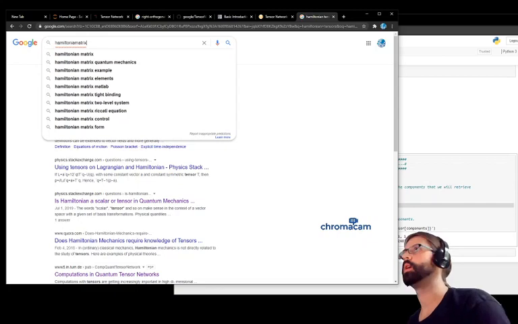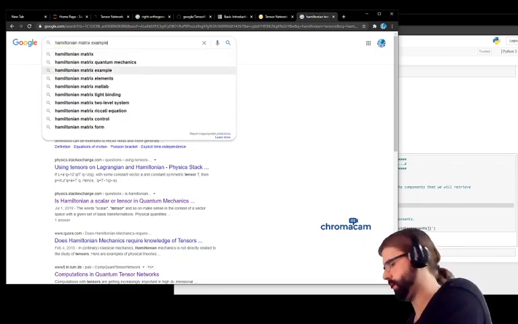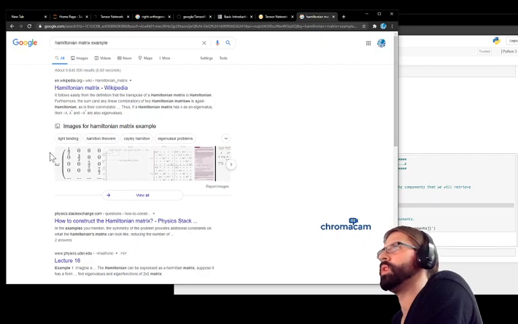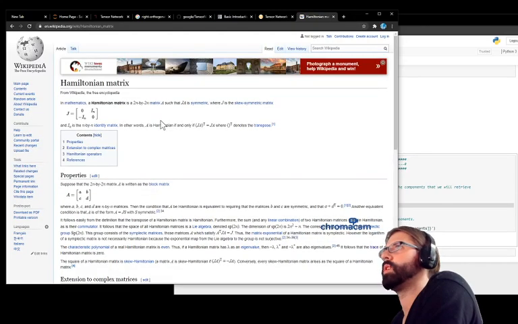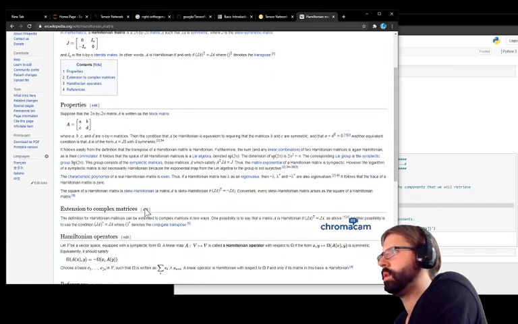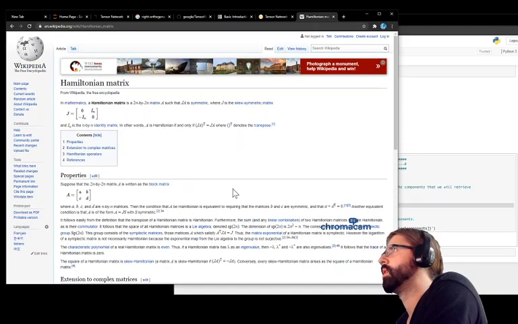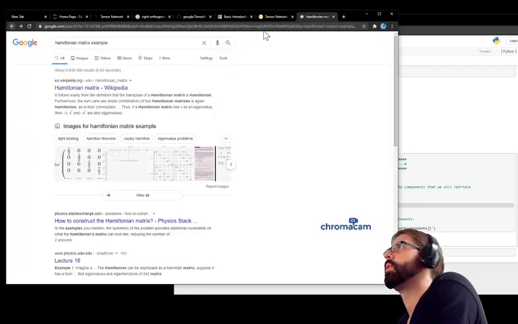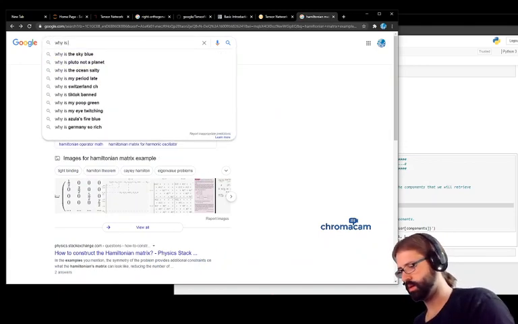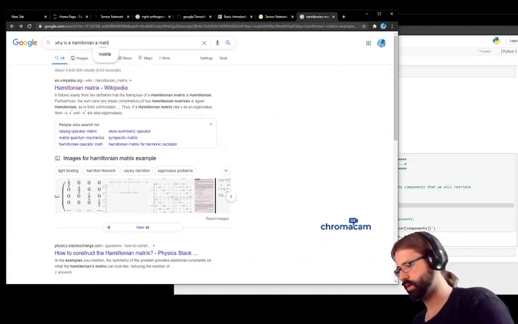So, is this really a matrix, right? It's a 2n by 2n, this is symmetric, which is skew symmetric, and so on. It's really a matrix. But why is it a matrix?